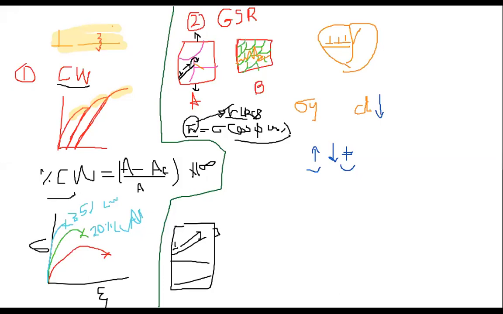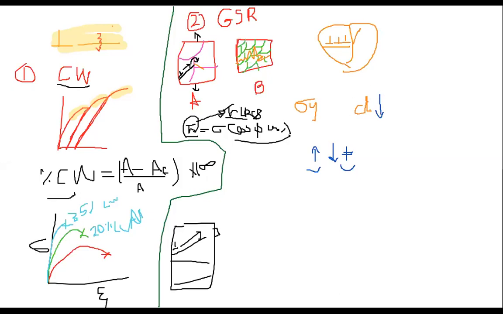It's harder to start the plastic deformation, because sigma y means starting or initiating plastic deformation. To initiate plastic deformation, you have to move the dislocation. If you decrease the grain size, that means you are increasing the grain boundary. If you're increasing the grain boundary, it's going to be harder to move the dislocation, right?